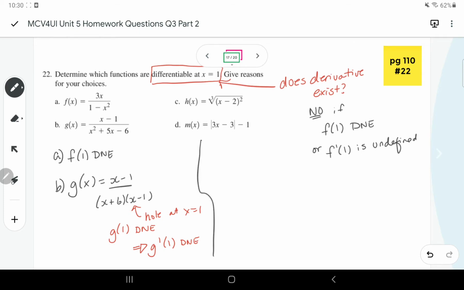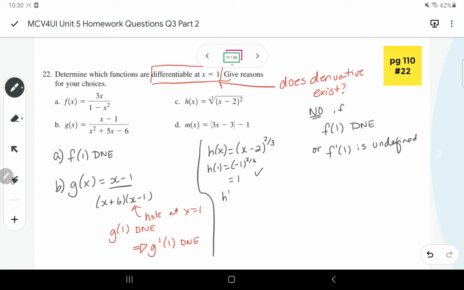So let's take a look at the next one, h at x. I'm going to rewrite this as x minus 2 to the exponent 2/3. And here, h at 1 actually does exist. So h at 1 would be negative 1 to the exponent 2/3, which is 1. So h at 1 exists. We do have a point there.